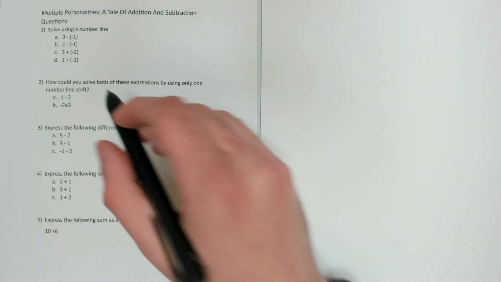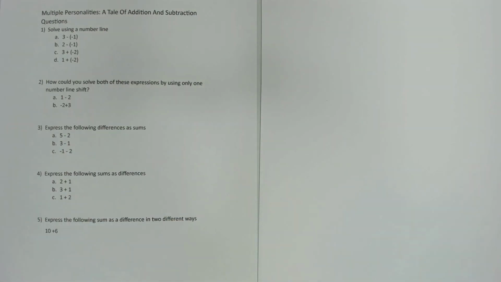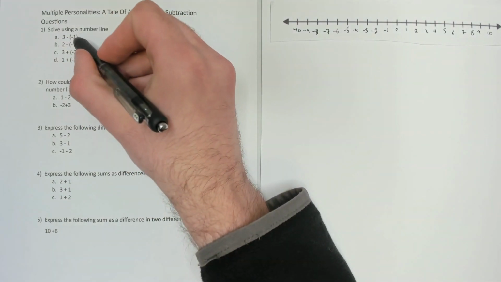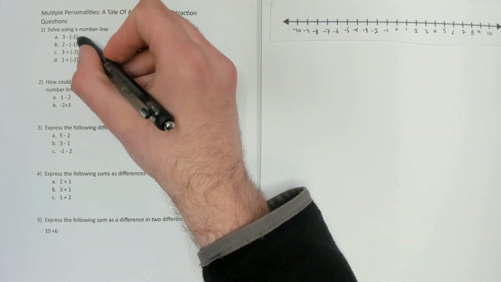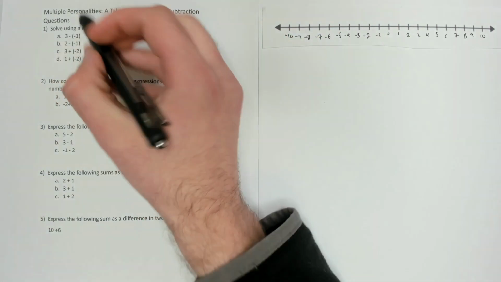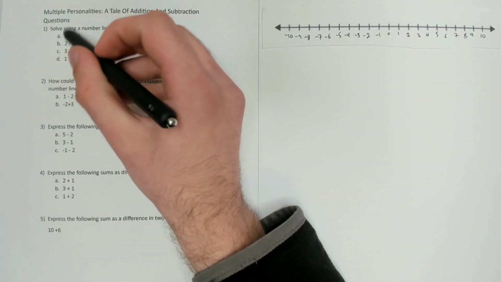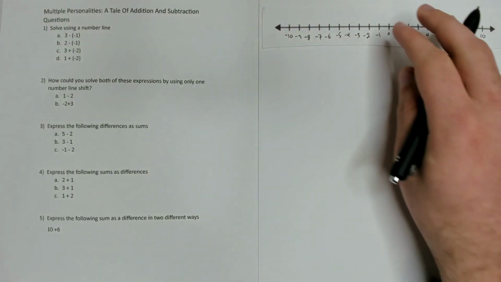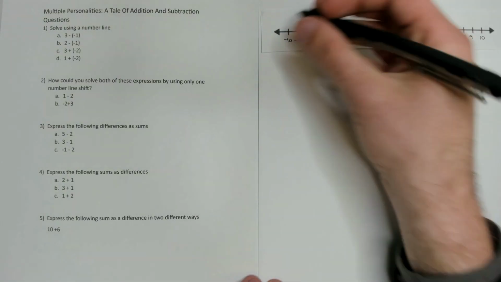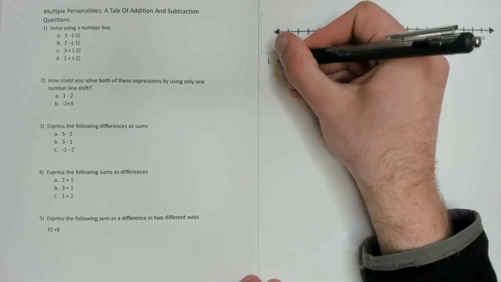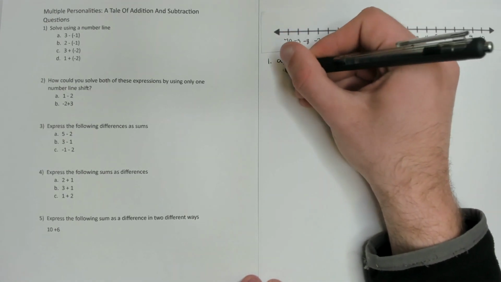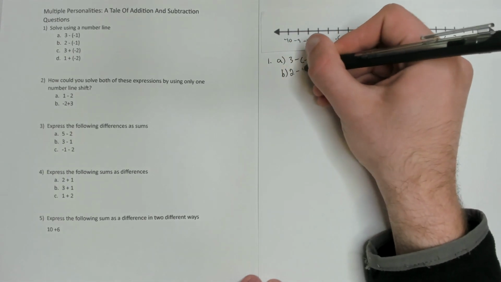All right, so the first one says solve these using a number line. So we'll take a number line. If we look, we can do A and B using the same shift to the number line, because they're both subtracting -1. And we can do C and D with the same shift to the number line because they're adding -2. So for number 1, A was 3 minus -1, and B is 2 minus -1.